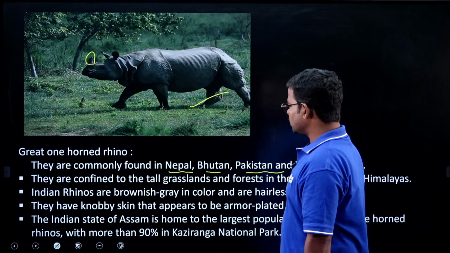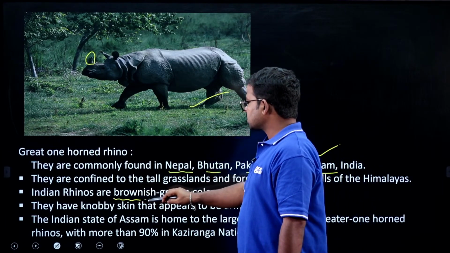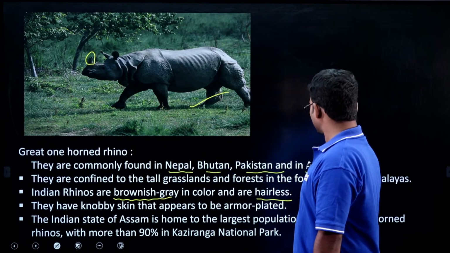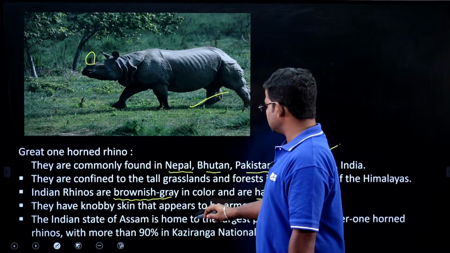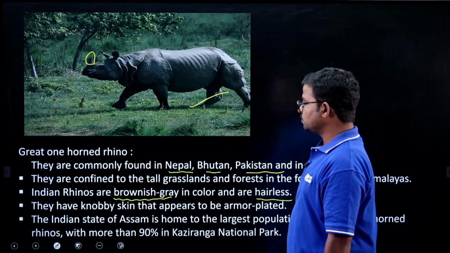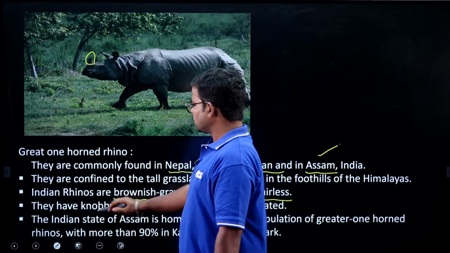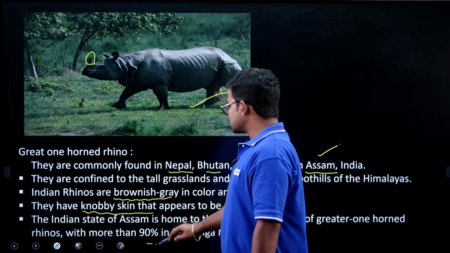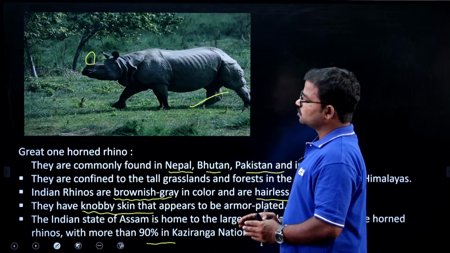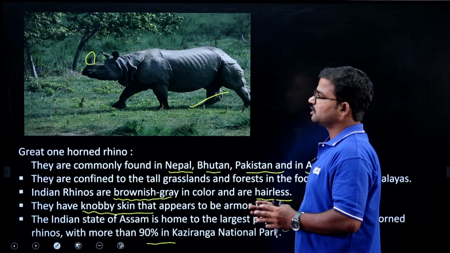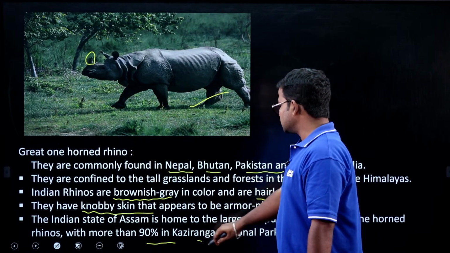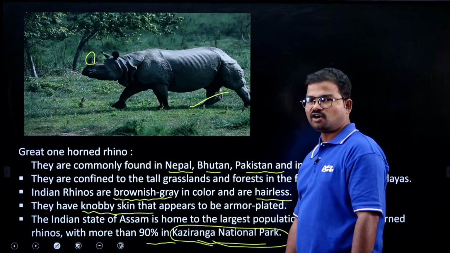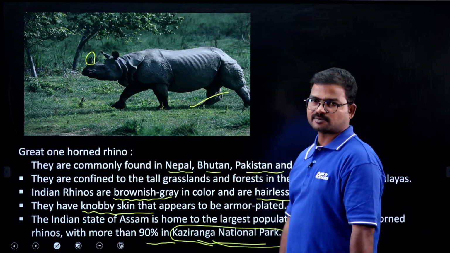And one more interesting point is that in India, the rhinoceros color would be brownish gray, with hairless derivatives. Its skin would also be very thick, na? Knobby skin mostly we observe here. Next, 90% of Indian one-horned rhinoceros we observe in Assam, in Kaziranga National Park. Okay, so this national park also exists in the locality of Assam. These are some of the interesting points.